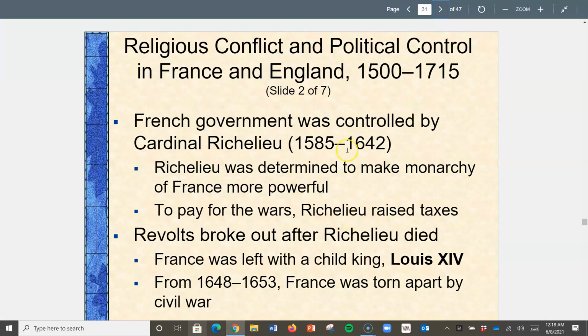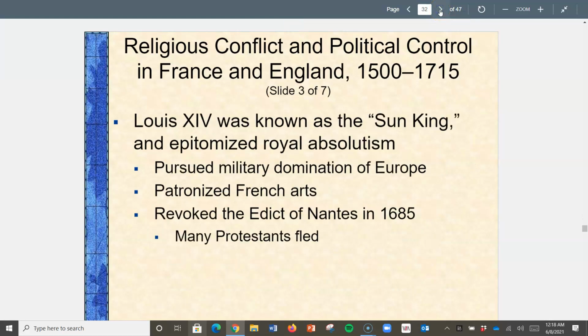After Louis XIII died, the new king, Louis XIV, who was very young when he became king and really can't rule for himself, you see France almost devolve into a civil war. But eventually, Louis XIV is going to become old enough to rule for himself, and he is going to become the most powerful king in Europe by the time that he's old enough to rule for himself.